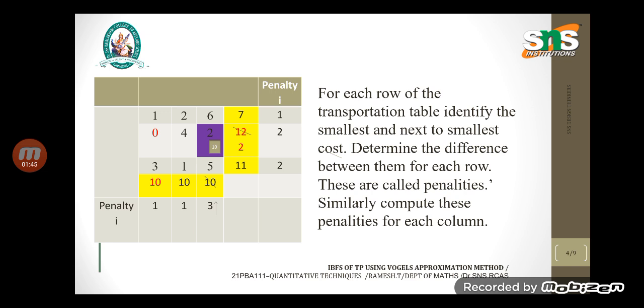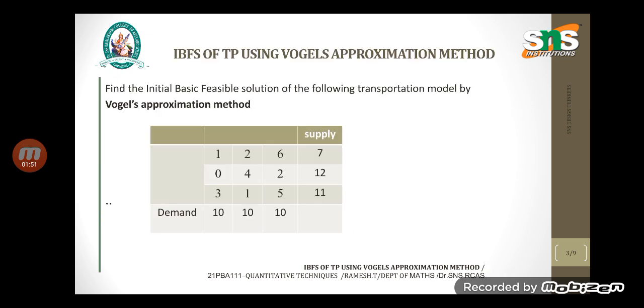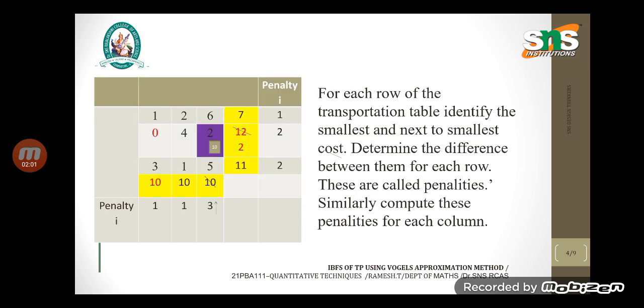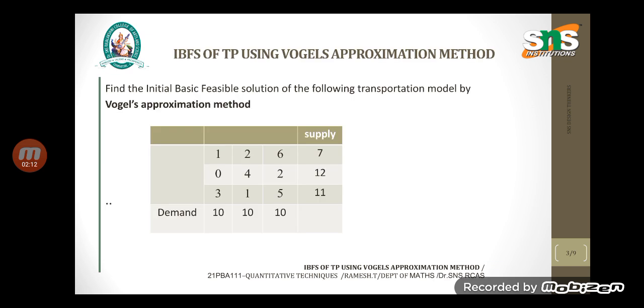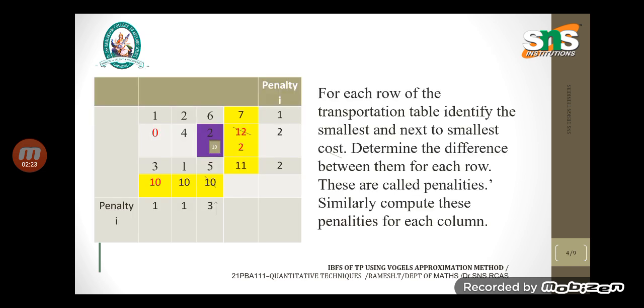So how to choose the penalty? Choose the smallest and the next smallest one. In the first row, the smallest cost is 1 and the next smallest cost is 2. So the difference of 2 and 1 is 1, and we put it in the penalty. In the second row, the smallest cost is 0, the next cost is 2, the difference of 0 and 2 is 2, so put it there. In the third row, the smallest cost is 1 and the next is 3, the difference is 2, so we fix the penalty 2.